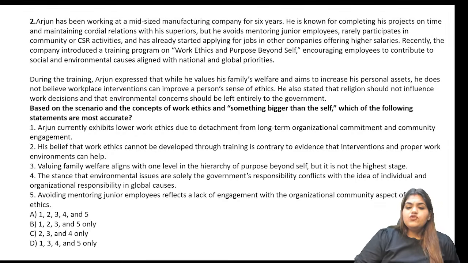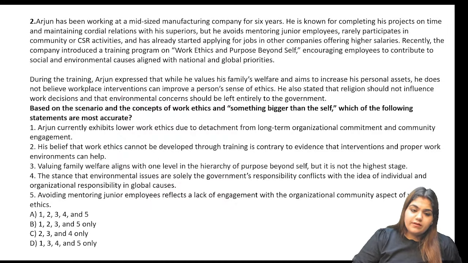During the training, Arjun expressed that while he values his family's welfare and aims to increase his personal asset, he does not believe workplace interventions can improve a personal sense of ethics. He also states that religion should not influence workplace and that environmental concerns should be left entirely to the government. Based on the scenario and the concept of the work ethics and something bigger than the self, which of the following statements are most accurate?